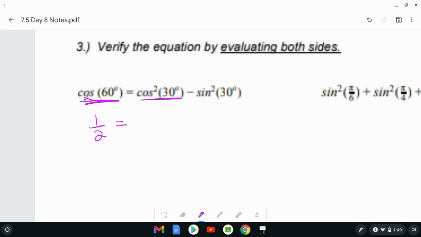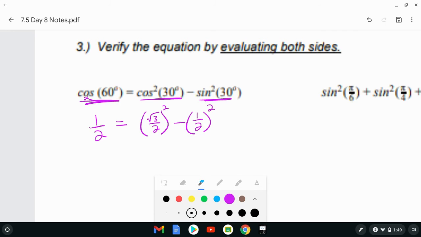If we're talking about cosine of 30 degrees, so cosine squared of 30 degrees, we know that the x value at 30 degrees is root 3 over 2, and we're squaring it. We know that the sine value, the y value at 30 degrees is actually 1/2. So sine of 30 degrees squared is 1/2 squared, and then we are just verifying this.